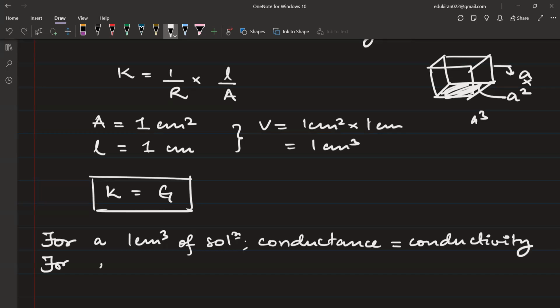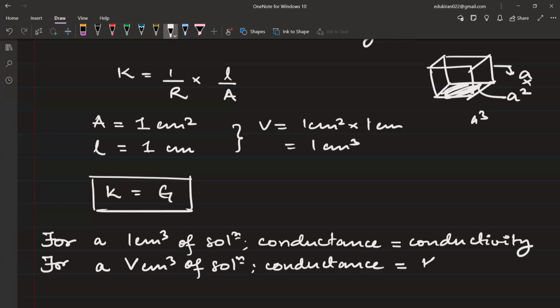Similarly, for a V centimeter cube of solution: if I have 1 centimeter cube of solution, the conductance is the same as the conductivity. If I have 2 centimeter cube of solution, it gives twice the conductivity. If I have 3 centimeter cube, it gives thrice. If I have V centimeter cube of solution, then the conductance will be equal to kappa into V.